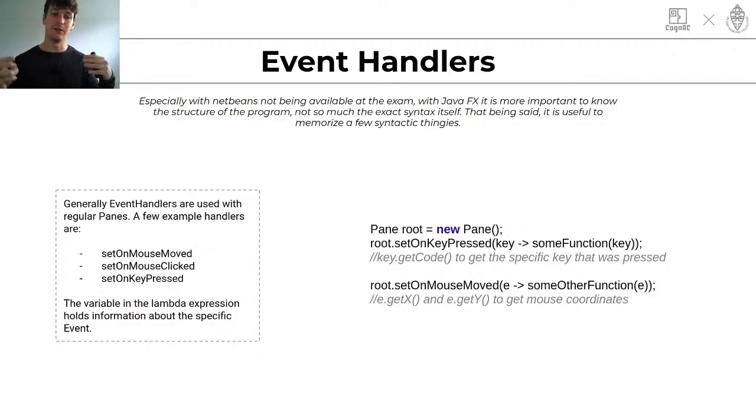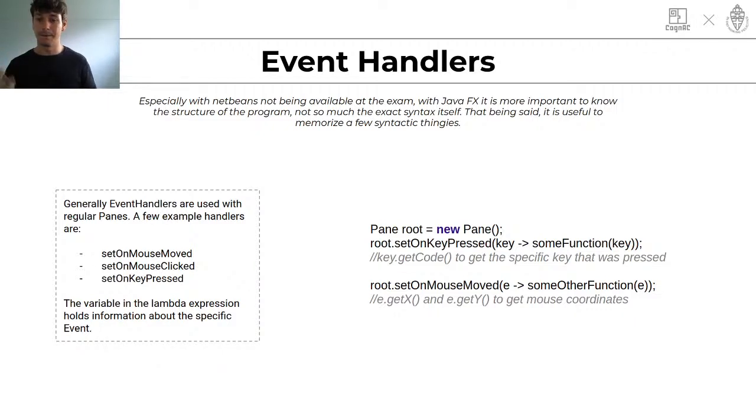The same, anyway, so you can add event handlers to a pane, for example, by saying root.setOnKeyPressed. Then you get a lambda expression in there again, with the input element being key or E or whatever, and then you call some function. Here you can see that I actually pass the key into some function, and the reason for that is because that key actually holds information on the key event.